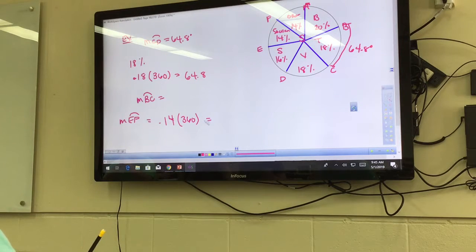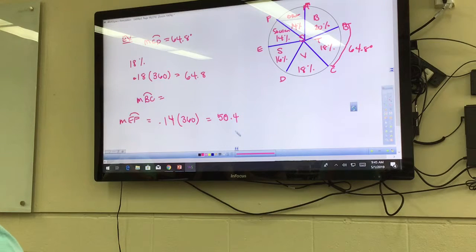So what was that answer? 50.4. That makes sense. Everybody good with that? Why do we have to multiply it by 360? Because it's the whole circle, and we're only given percent. So we're looking for how much is that percent really representing.